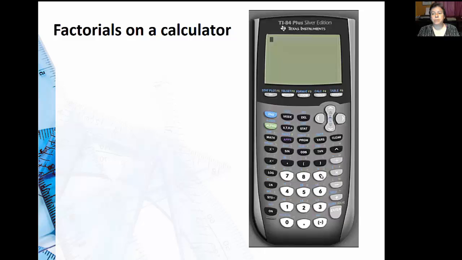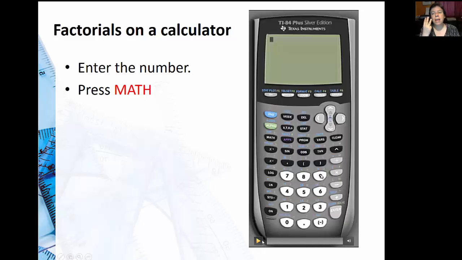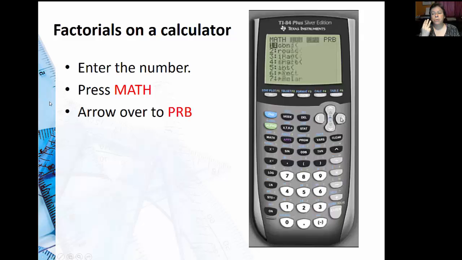So how do we do factorials on a calculator? Well, first of all, what we're going to do is enter the number, and then we're going to press math. Okay, so let me go ahead and start it here. You're going to watch me enter the number. So I'm entering the number 9, then I'm pressing math. Then I'm going to move over to PRB, see it over there. Then I hit 4 for the exclamation mark.